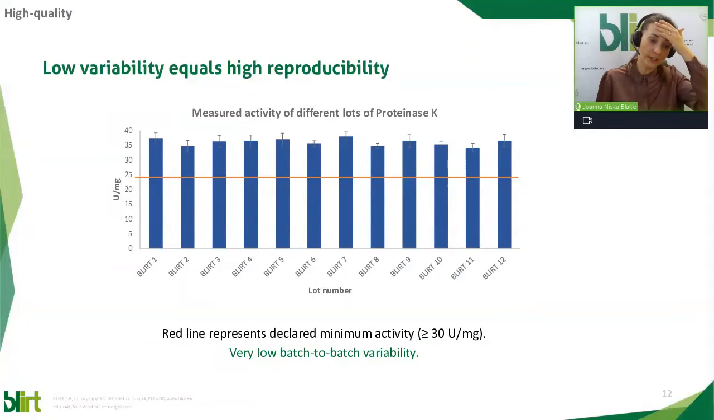Another important feature that I would like to mention today is batch-to-batch consistency, because you need to be assured that the features of the product that you get, as declared in the COA, won't change from batch to batch. Because low variability equals high reproducibility, and you need your assays to be reproducible.